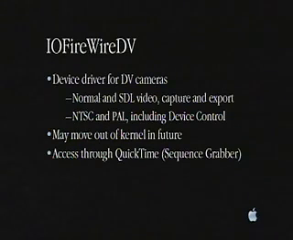If you want to use IO FireWire DV, you can access it through QuickTime using the sequence grabber, just like you would in macOS 9. And there's a lot of sample code in the SDK, as I showed you earlier, that can get you started on how to do that.